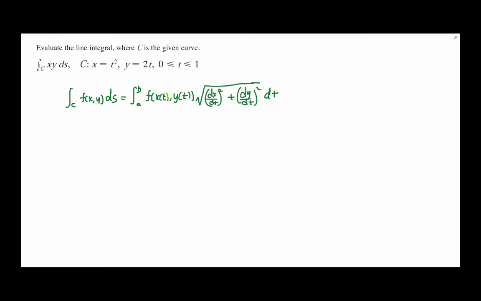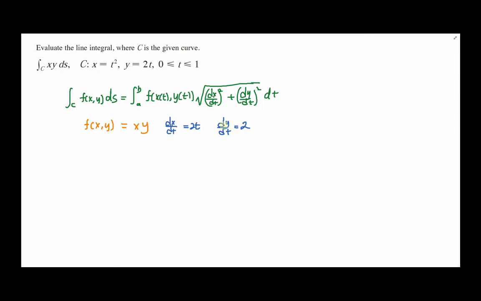We have to plug in the right values from the given direction. So we know t goes from 0 to 1, and we have the function, and we have dx over dt that can be calculated from our parametric equation. So I'm going to find dx over dt and then dy over dt. Dx over dt is simply 2t, and dy over dt is simply 2.